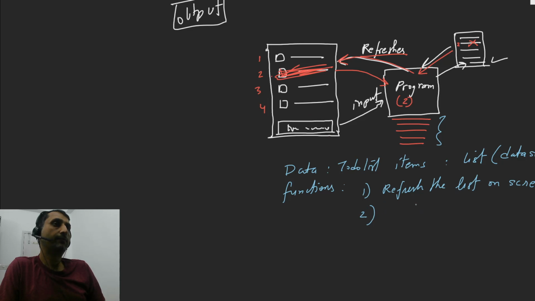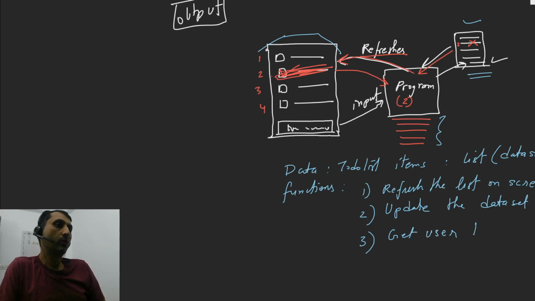Another function can be to update the data set. This is the data set that it maintains in memory. This portion is just the display. It is just a display of the list. It is not the core data. The data that is used is from this list, which it maintains behind the scenes. And another function can be to get user input, or the user to-do item from the input.